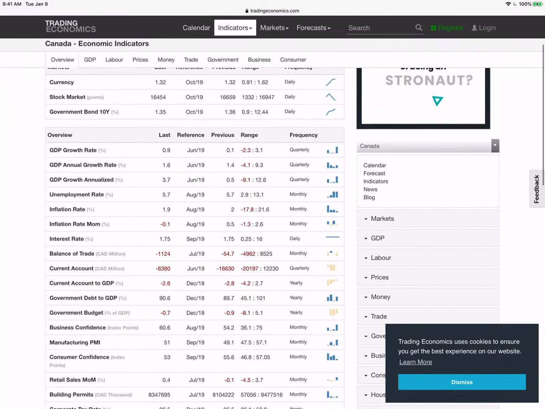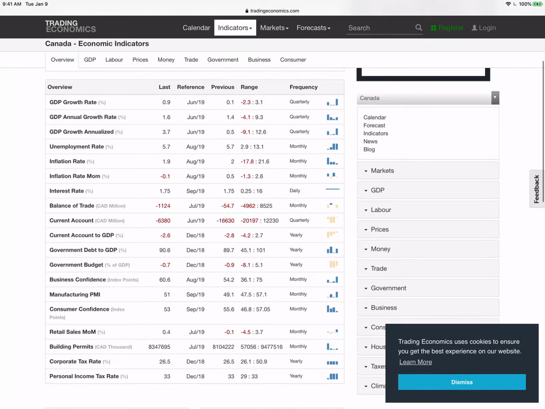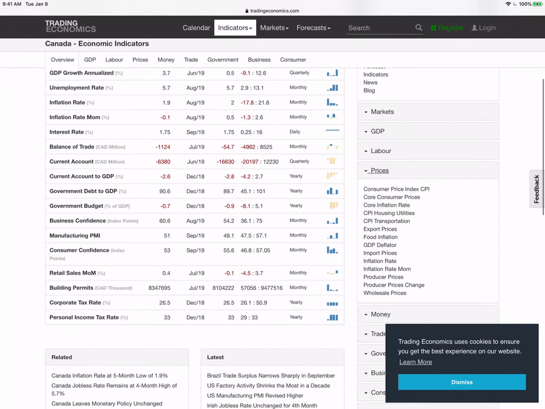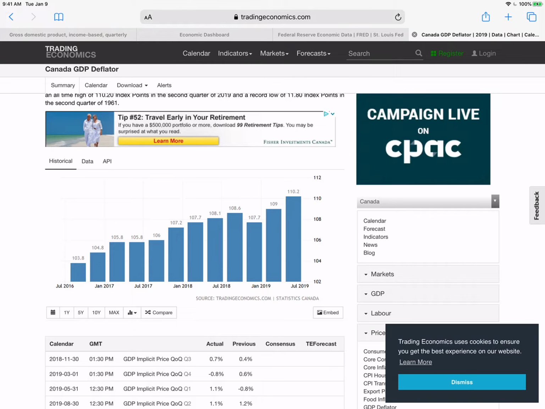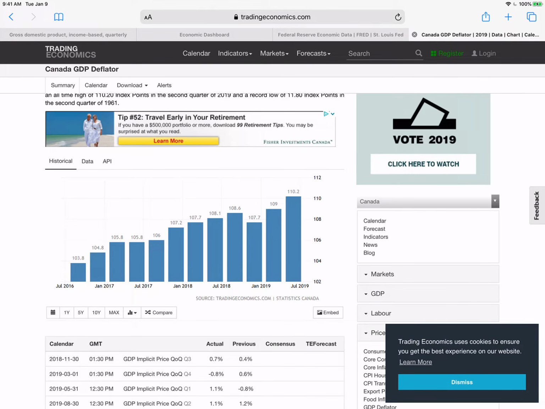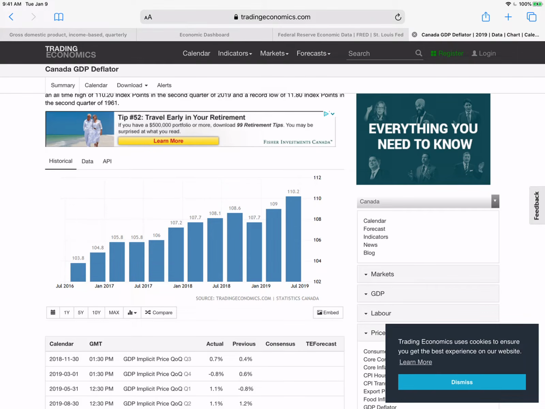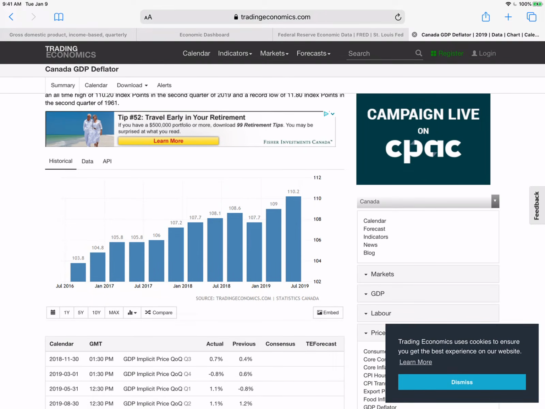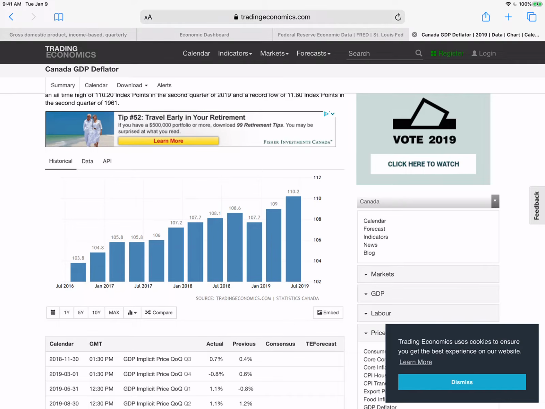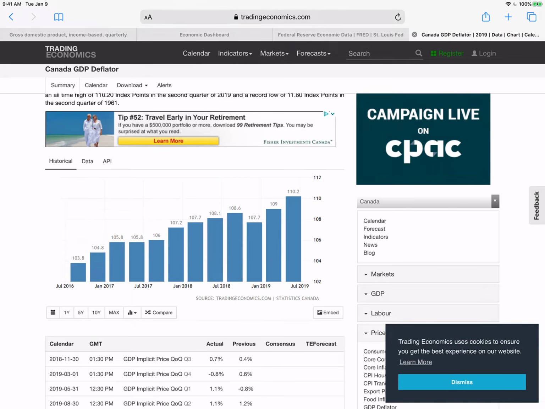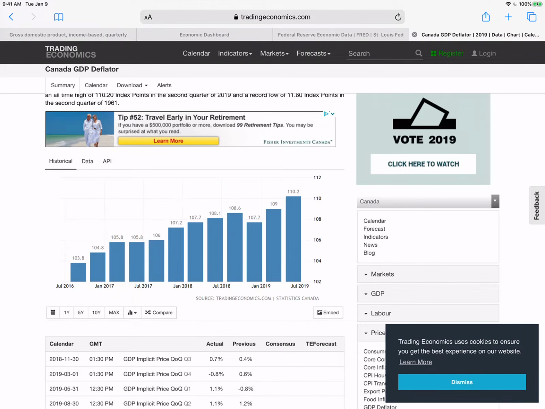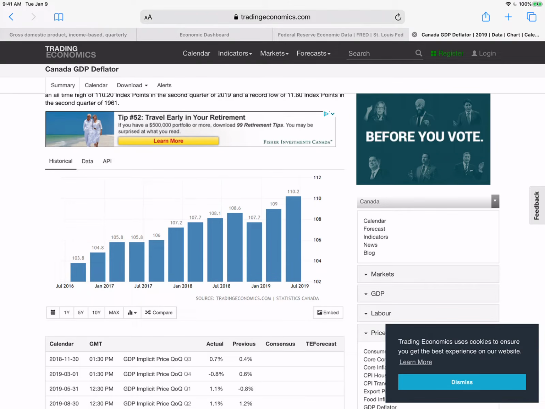And what we need is the GDP deflator. So we're measuring inflation, okay? Under prices, that's where you find information about inflation. We're going to go GDP deflator, okay? And we're doing the second quarter of 2019 to the second quarter of 2018. It looks like in the second quarter of 2019, the GDP deflator was 110.2. And if we look for the GDP deflator for quarter 2 of 2018, it looks like it was 108.1.